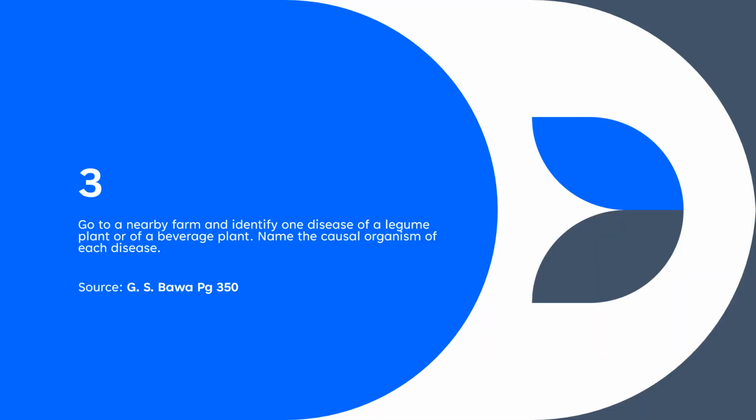3. Go to a nearby farm and identify one disease of a legume plant or of a beverage plant. Name the causal organism of each disease.